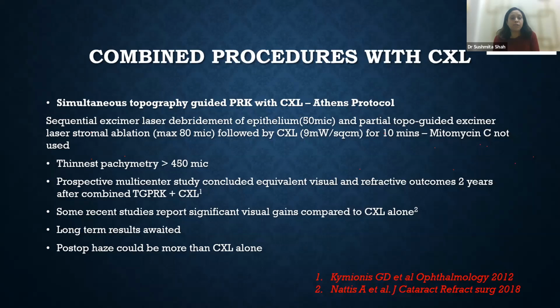The total ablation should not go more than 80 micron, followed by CXL at 9 milliwatts per square centimeter for 10 minutes. It's important to remember not to use mitomycin C when you're combining PRK with the CXL, even though you're doing a TPRK. Here, the thinnest pachymetry should be more than 450 microns.